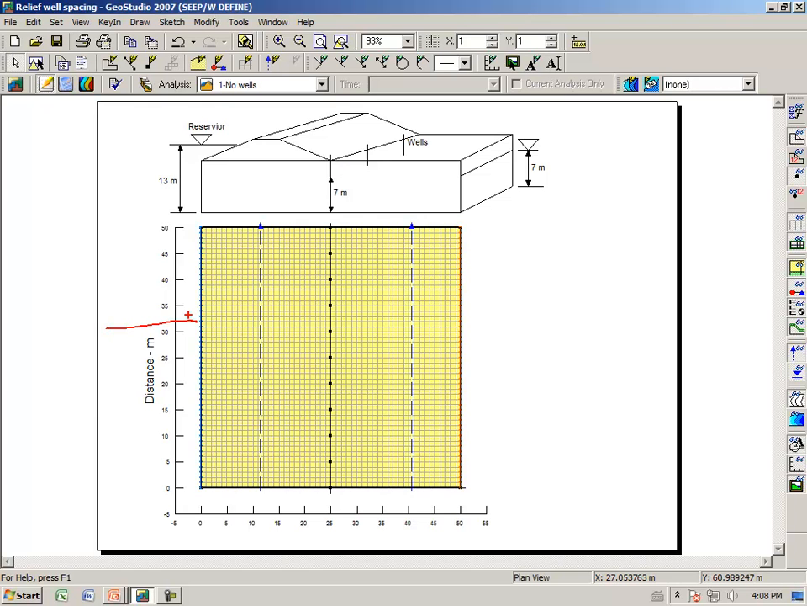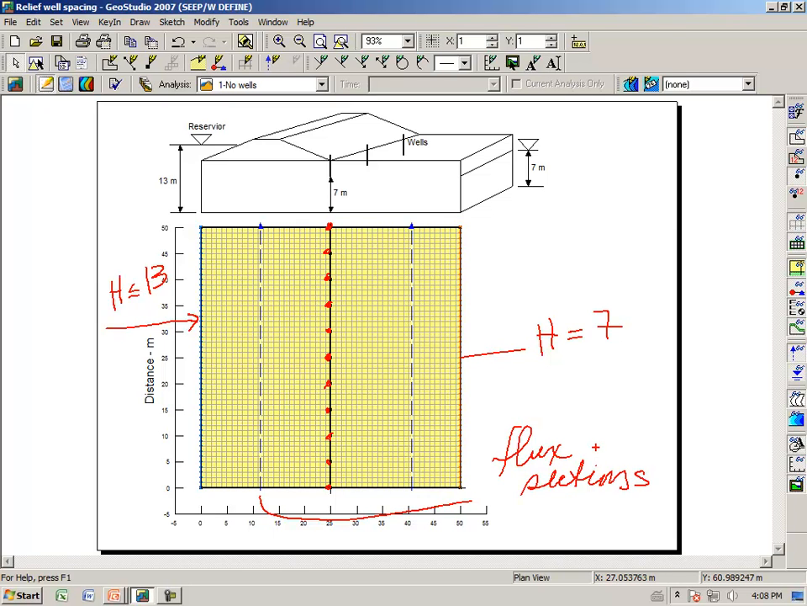Along this edge here, we will specify a total head equal to 13 meters. Along this edge, we will specify a total head equal to 7 meters. And here we have wells, and we are going to simulate the effect of the wells with a boundary condition by specifying the head in the wells at certain of these points. We have two flux sections here, and we're going to monitor the amount of flow that crosses these two flux sections as we have more and more wells.